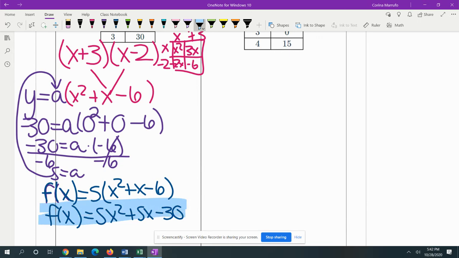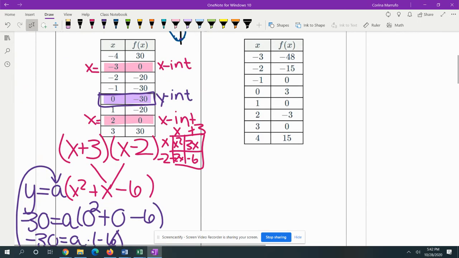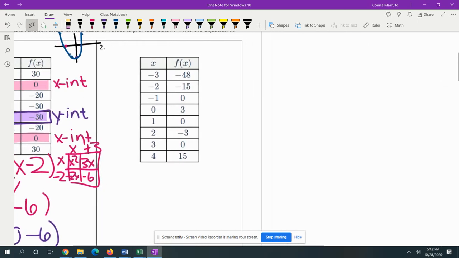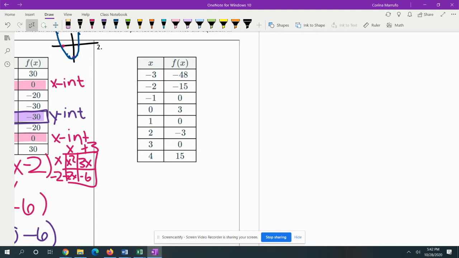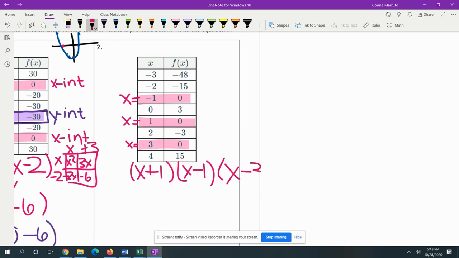Okay, so let's go ahead and try another example. On here we have negative 3, negative 48, negative 2, negative 1. I see a 0 here. That's one of my zeros. This is another 0, and this is another 0. So this time it has 3 zeros. We have x plus 1 as a factor, because here x is equal to negative 1. Then x minus 1 is a factor because x is equal to 1. And last, x is equal to 3, so that makes x minus 3 a factor.